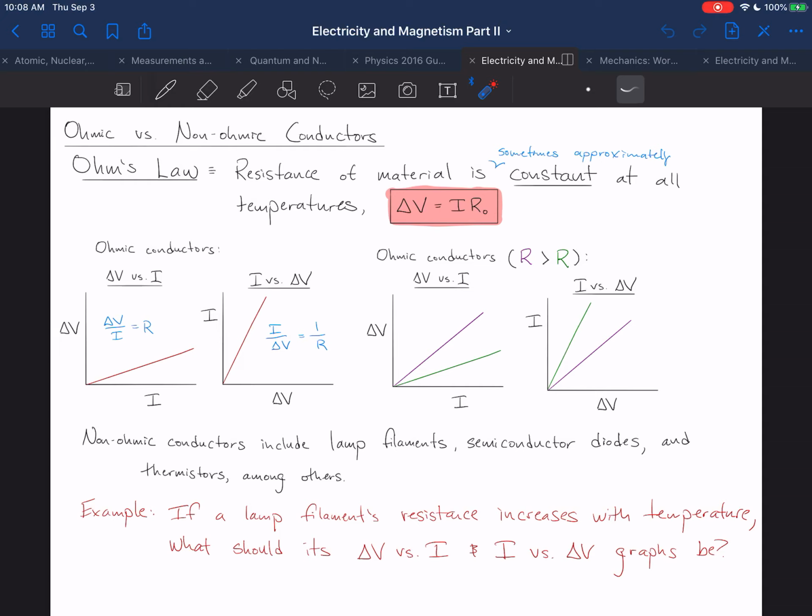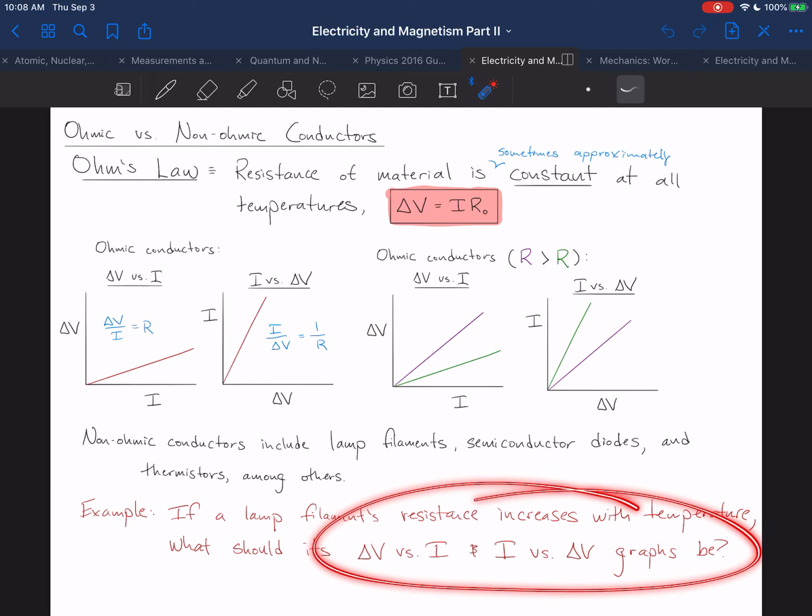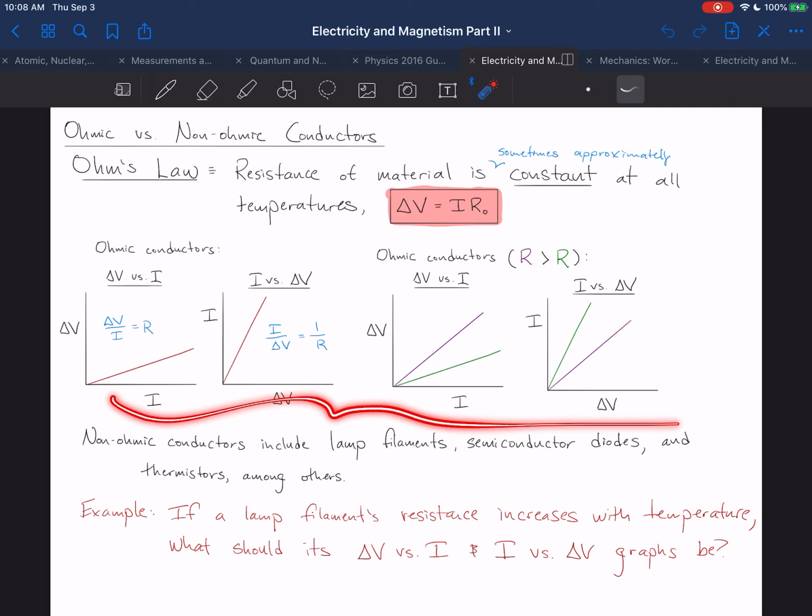So our question is, if a lamp filament's resistance increases with temperature, what should its delta V versus I and I versus delta V graphs be? I would suggest that right now you pause this video, and I'll give you 10 seconds to make a quick sketch for yourself using these graphs where you predict what those graphs should look like.